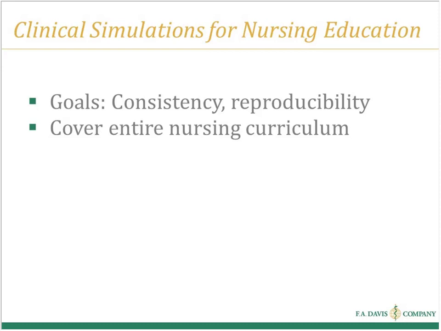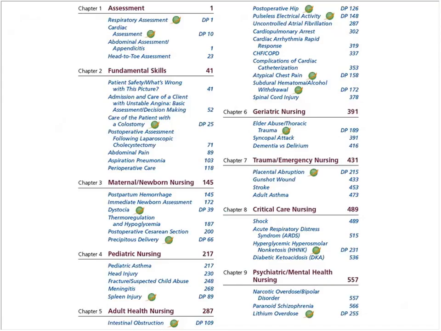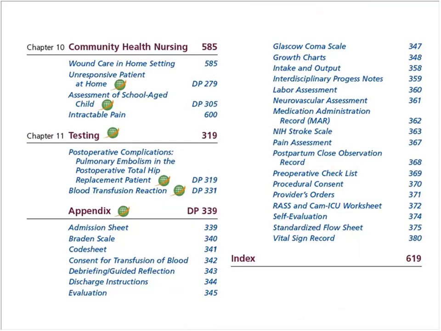And as I mentioned, the 53 simulations cover the entire nursing curriculum. I don't know if you can actually read it, but the table of contents starts with assessment, goes through fundamental skills, maternal, newborn, pediatric, adult, gero, trauma, emergency, critical care, psychiatric, and community health. Now, you'll see a heading here called testing.